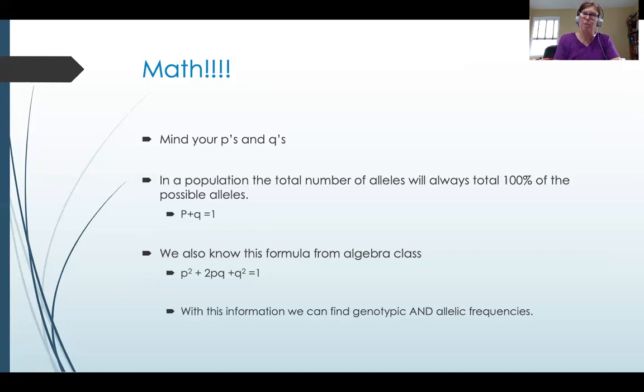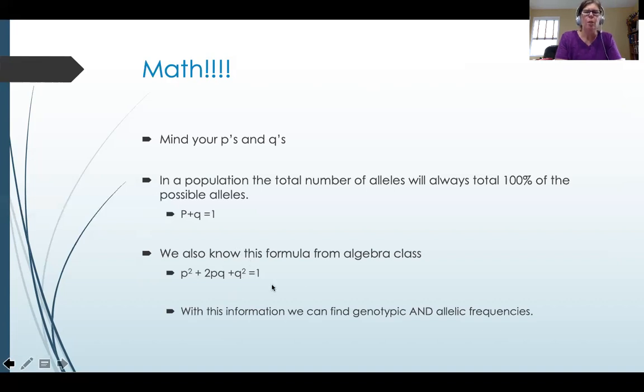So whatever that percentage is of P, the Q's have to be the other part. If it's 80% P, the Q's have to be 20% because it has to add up to 100%. Now, we also know this formula, which you learned in math class. If it starts bringing you back memories of the quadratic formula and FOIL and all that, your teacher did a good job because it's scary stuff. We're not going to be getting into that scary stuff. We just need to know what these terms mean.